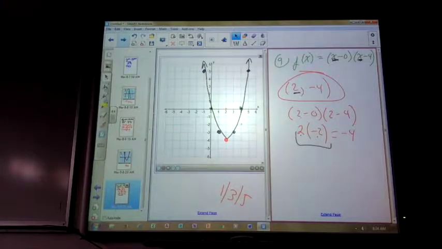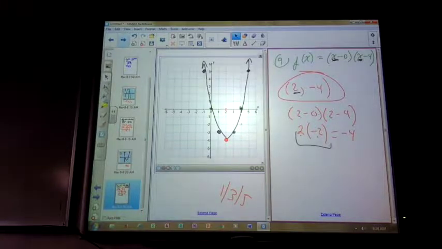A maximum or a minimum value, and that comes down to the y component of the vertex. The vertex, the domain, the range, the interval where it's increasing, roots, and the y-axis crossing. Okay? These are all things we've covered, but I'm not sure if we're perfect on it.